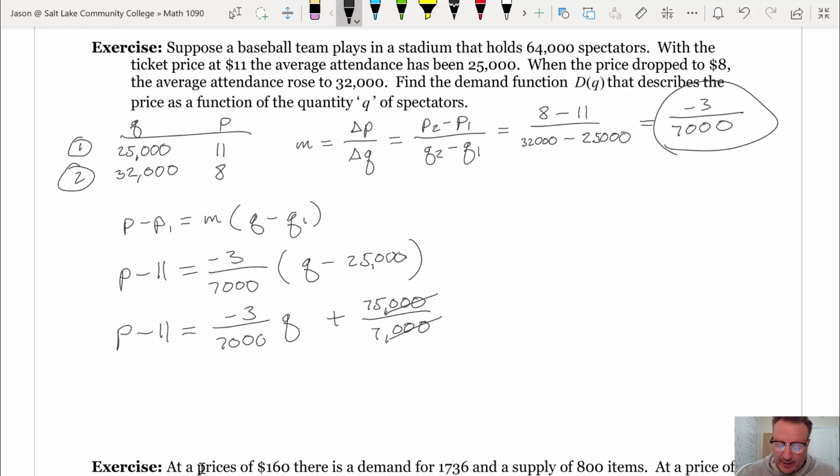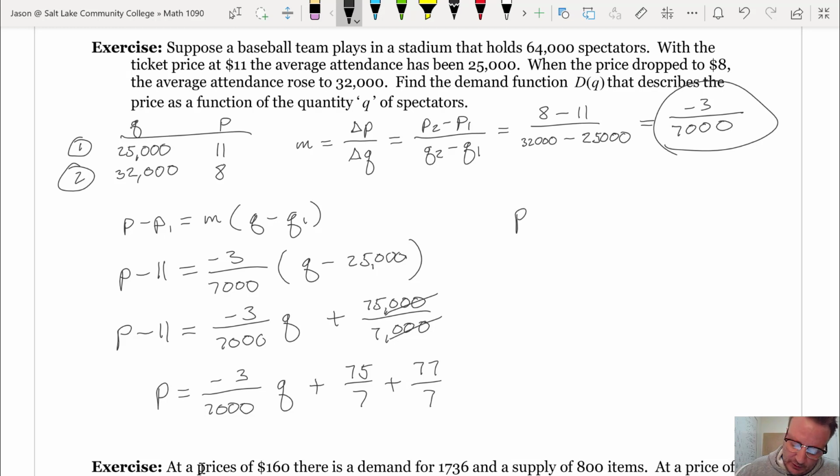I want to solve for P, so I'm going to add 11 to both sides of the equation here, and I get P is equal to negative 3 over 7,000 Q plus 75 over 7 plus 11. But I want a common denominator here so I can add the constant terms together. So 11 is equivalent to 77 over 7. So let's just write it that way. And now we can add those two together, and we're going to get, let's see, 75 plus 75 would be 150, but I got to add on 2 more, so 152 over 7.